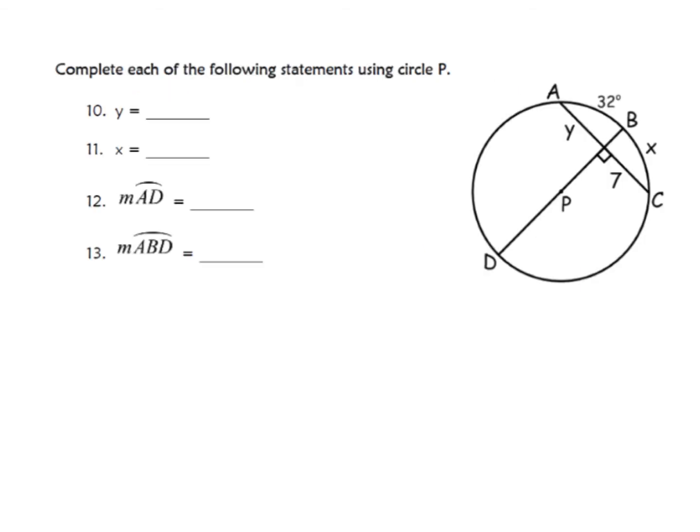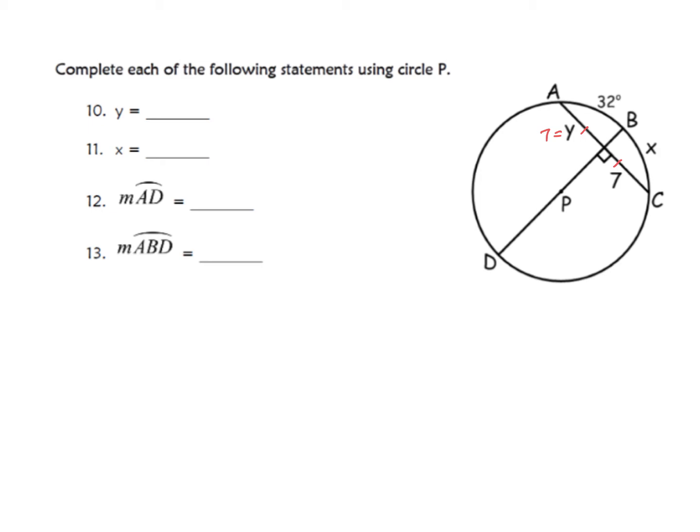So number 10, we need to find each of those following parts. All right, so looking at the figure, I see I have a perpendicular right here, which means it's going to bisect that chord. So remember, if we have a radius that's perpendicular to a chord, it also bisects the chord. So that means that these two parts have to be congruent. So I know y is going to be equal to 7.